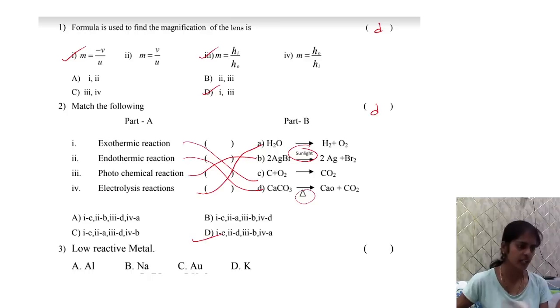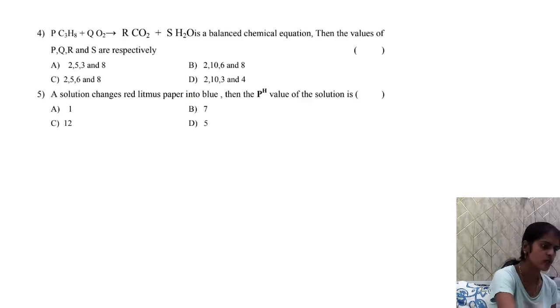So which options match? D. Next, low reactivity metal. Who is low reactive? Aluminium, sodium, Au means gold. So gold is low reactive, isn't it? Potassium is also highly reactive only. Yes, next one.